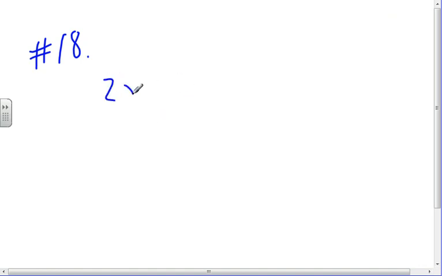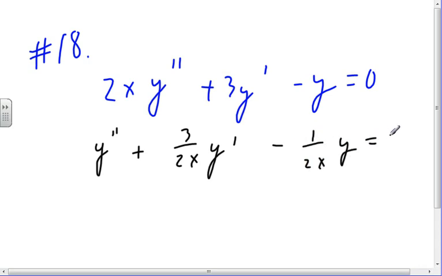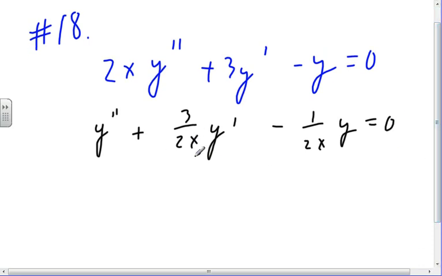All right, so I have 2x y double prime plus 3y prime minus y is equal to 0. I can put that in the form y double prime plus 3 over 2x y prime minus 1 over 2x y is equal to 0. I see that I have a singular point. If I didn't have a singular point, I wouldn't be using the Frobenius method. I'd be using the method from section 2. Okay, so I have a singular point. Is it a regular singular point?